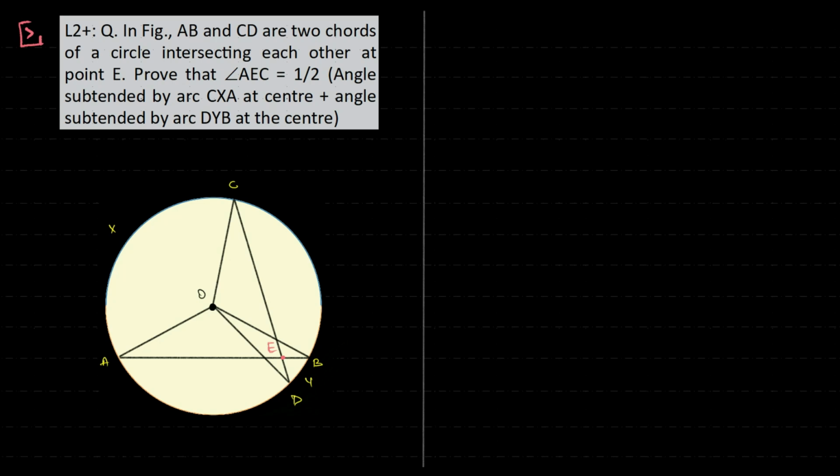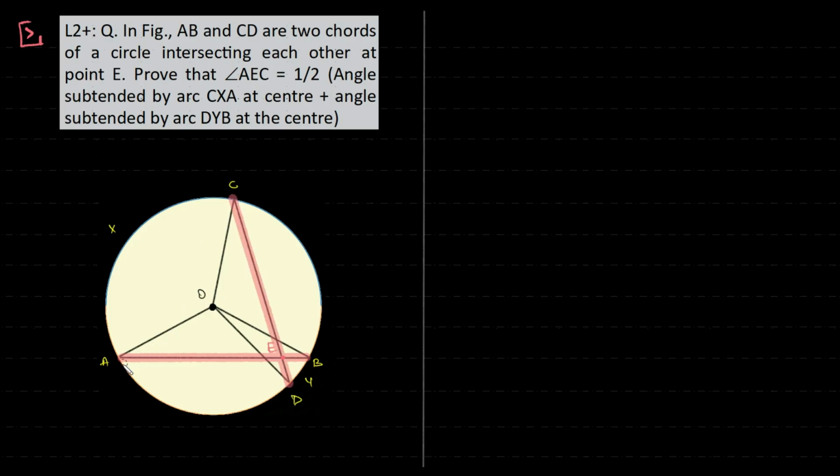In the figure, AB and CD are two chords of the circle intersecting each other at point O. Not point O, sorry, point E. So this is the point E and these two are your chords, chord number 1 and chord number 2.